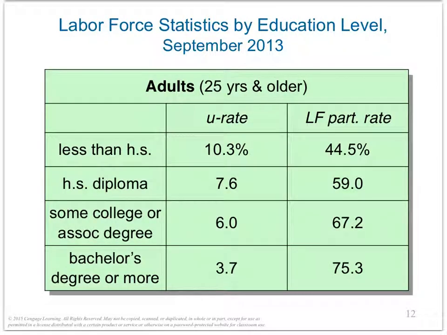And also labor force statistics you can see by education level, and what you will realize is that labor force participation rate increases with the education level. More people participate in looking for a job or employed if they are educated. And unemployment rate decreases with education, compared to less than high school, 10.3% to 3.7% with bachelor's degree or more.